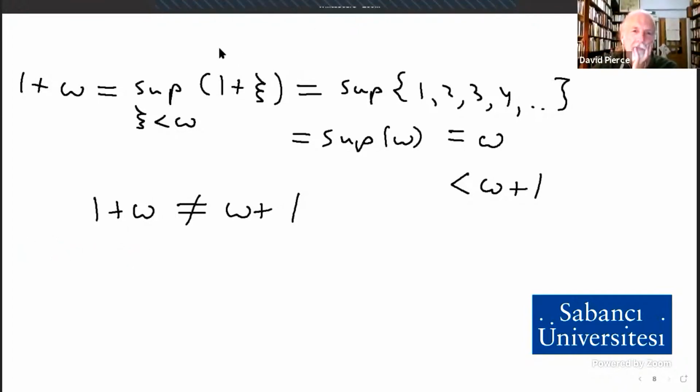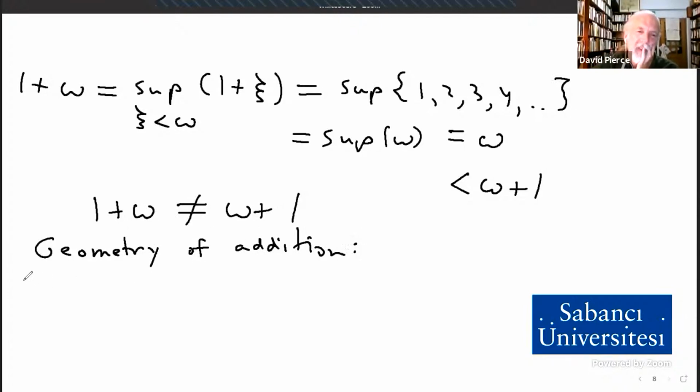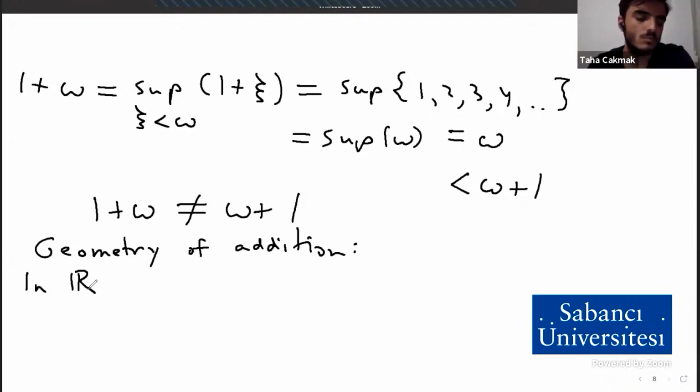What's the geometry of addition? First, let me go back to the reals, because you can define addition sort of arithmetically in the reals. If each real number is the limit of a Cauchy sequence of rationals, you can add two rational numbers by the rules you learn in elementary school.